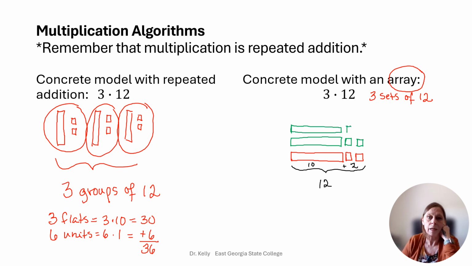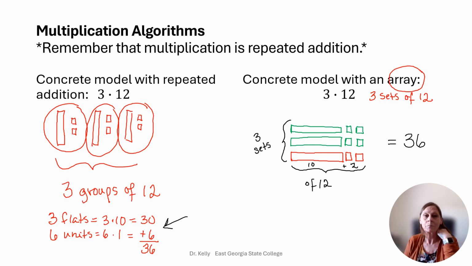But it works exactly the same way as the other model does. And let me just make sure that you see that this is 3 sets of the 12, right? And just like we found over here, this is going to be 3 times 10 plus 6 times 1, which is 36. Okay.